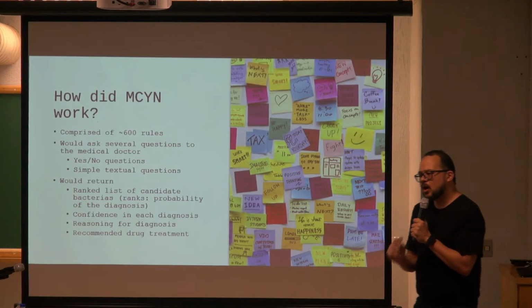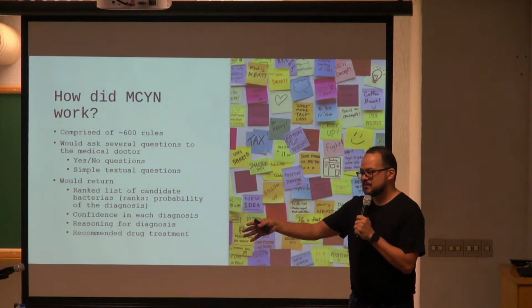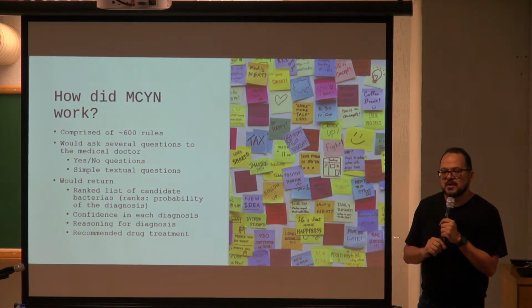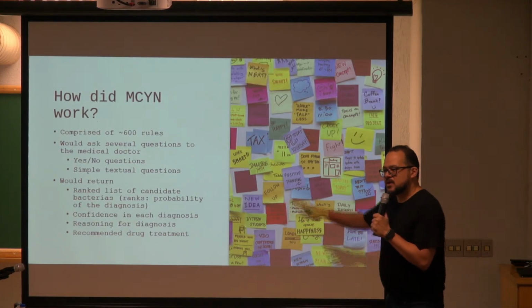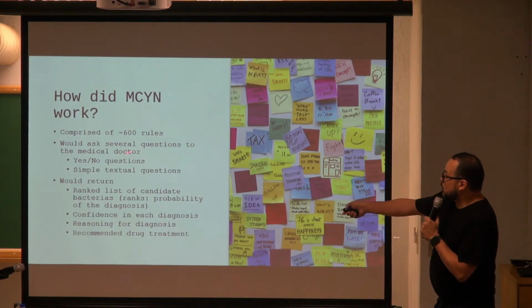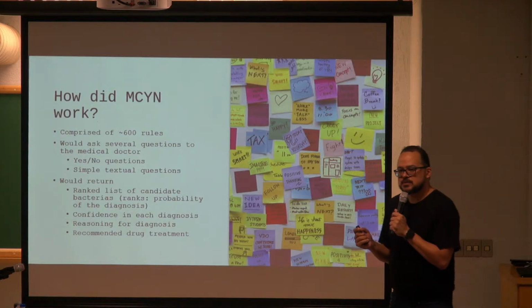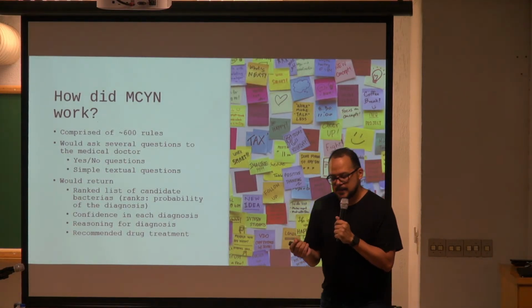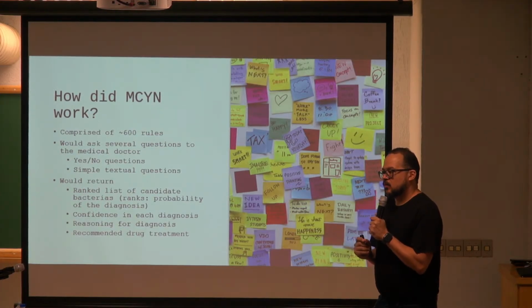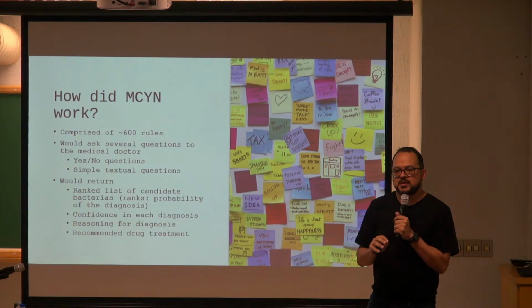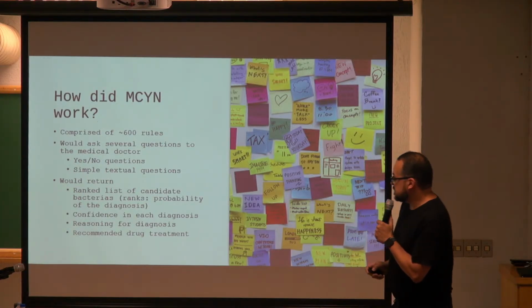These rules were all of the type, if this, then do that. If this, then do that. So it was a very complex program with a lot of ifs, for those of you who program in Python and R, etc. So this was actually a small nightmare for the people programming it. The questions that the system would ask the medical doctor were yes or no questions, and also simple textual questions. So things like, what are the symptoms of the patient? And then the medical doctor could describe fever, diarrhea, pain. This is the type of questions that the system would ask.